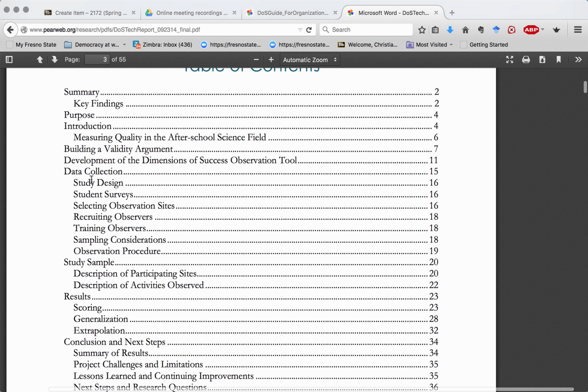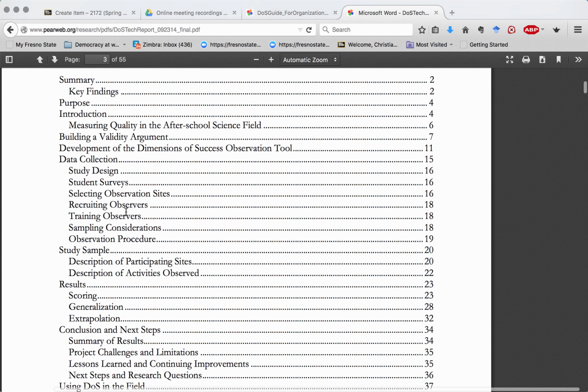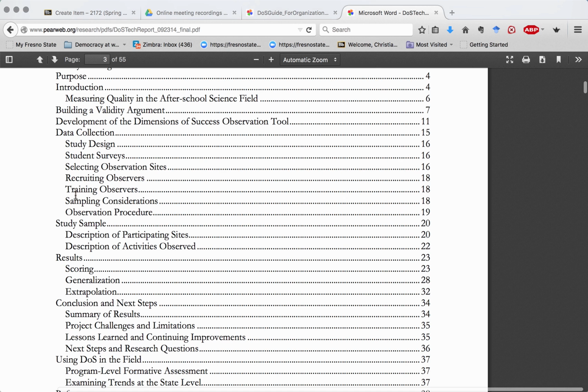Then they talk about their study design, surveys, observation site, the observers, training the observers. They talk about the sampling, right? Whatever sampling they used to validate their measure might also inform who you can use this measure with, right? Imagine if this was developed in the Midwest and now you want to use it in California.